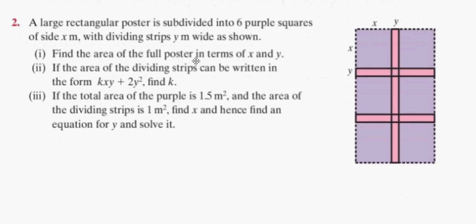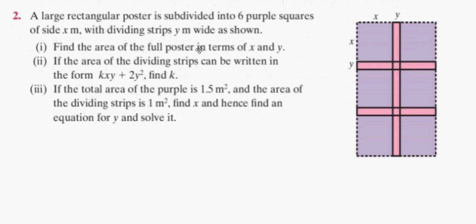A large rectangular poster is subdivided into 6 purple squares, each of side x meters, with dividing strips y meters wide as shown. Find the area of the full poster in terms of x and y. Okay. X squared, x squared, x squared, x squared, x squared, and x squared. We good so far? Alright.